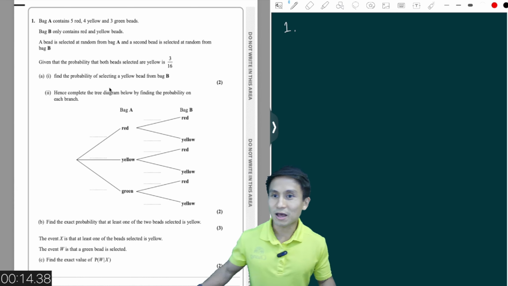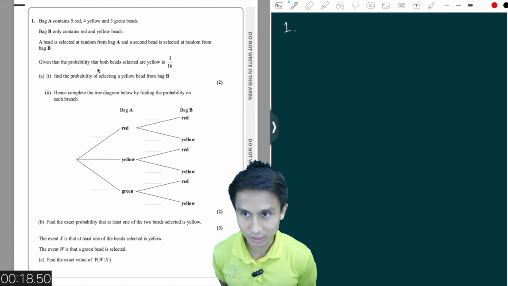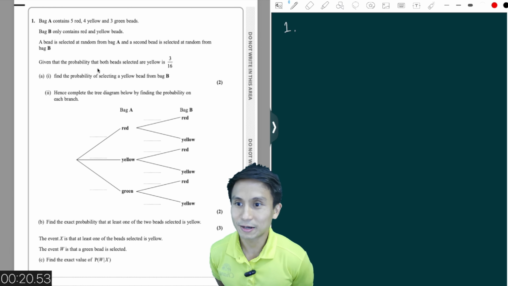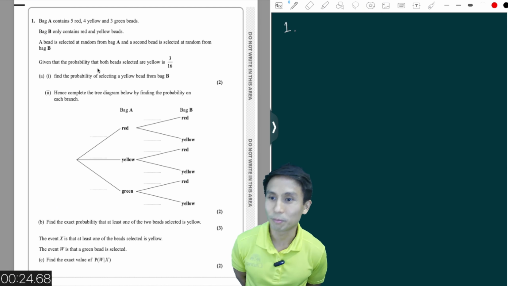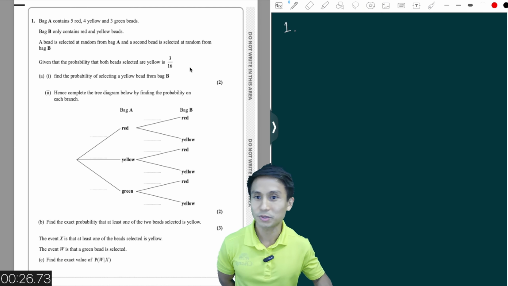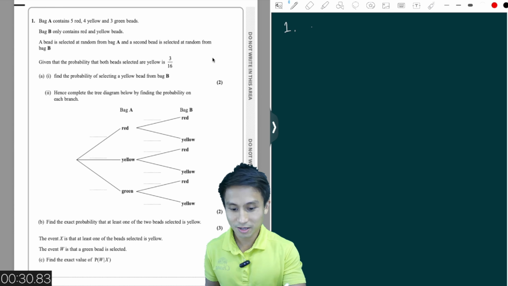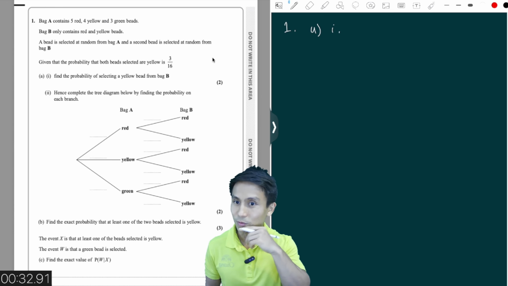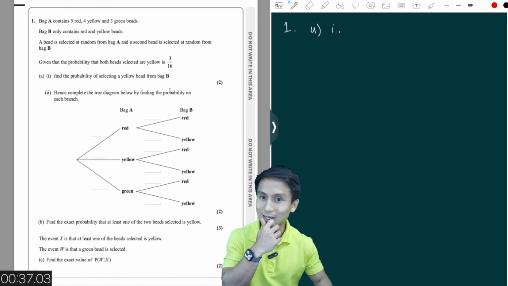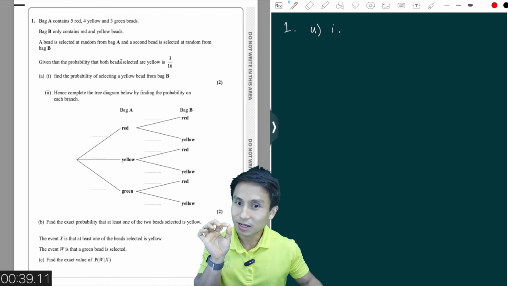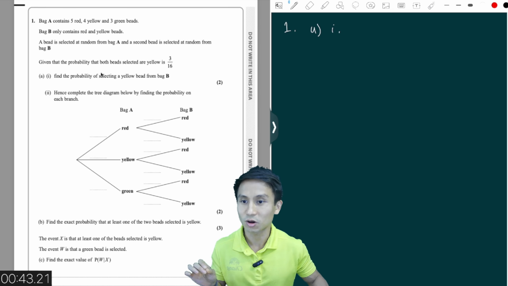bag A contains 5 red, 4 yellow, and 3 green beads. Bag B contains red and yellow beads. A bead is selected at random from A and a second bead from B. Given that the probability that both beads selected are yellow is 3/16, find the probability of selecting a yellow bead from bag B. Okay, so it's just an independent probability from bag B alone. Yeah, this is not a compound yet.